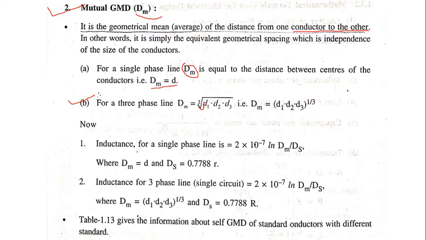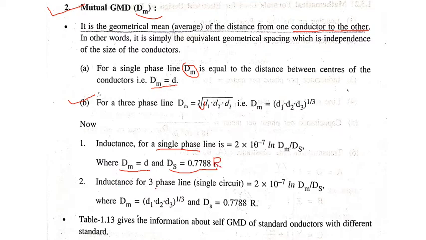Now the inductance for the single phase line, over here mention single phase line, is 2 into 10 raised to minus 7 ln dm by ds. And what is the value of dm? That is D for the single phase line, remember this term. And ds we already know, that is the self GMD, 0.7788 R, where R is the radius of the conductor. We can also write capital R or small r.